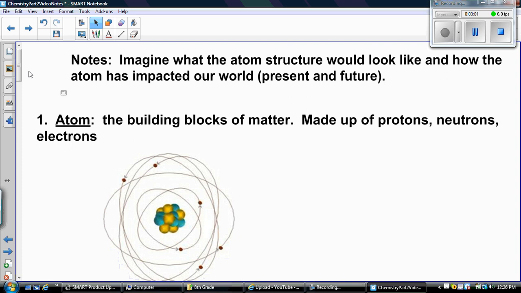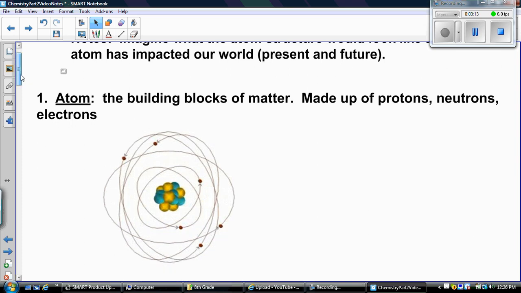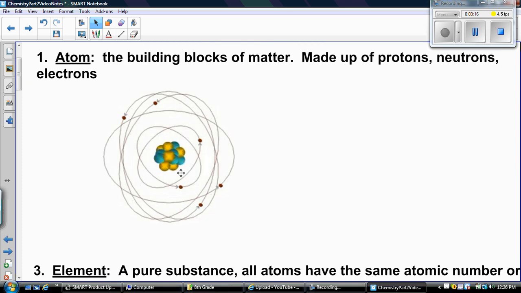So we're going to start with what the atom is. It's the building blocks of matter. All matter is made up of atoms. And atoms are made up of three particles, protons, neutrons, and electrons. This is a picture of an atom. Notice the protons and neutrons are inside the nucleus, electrons are on the outside in electron clouds.